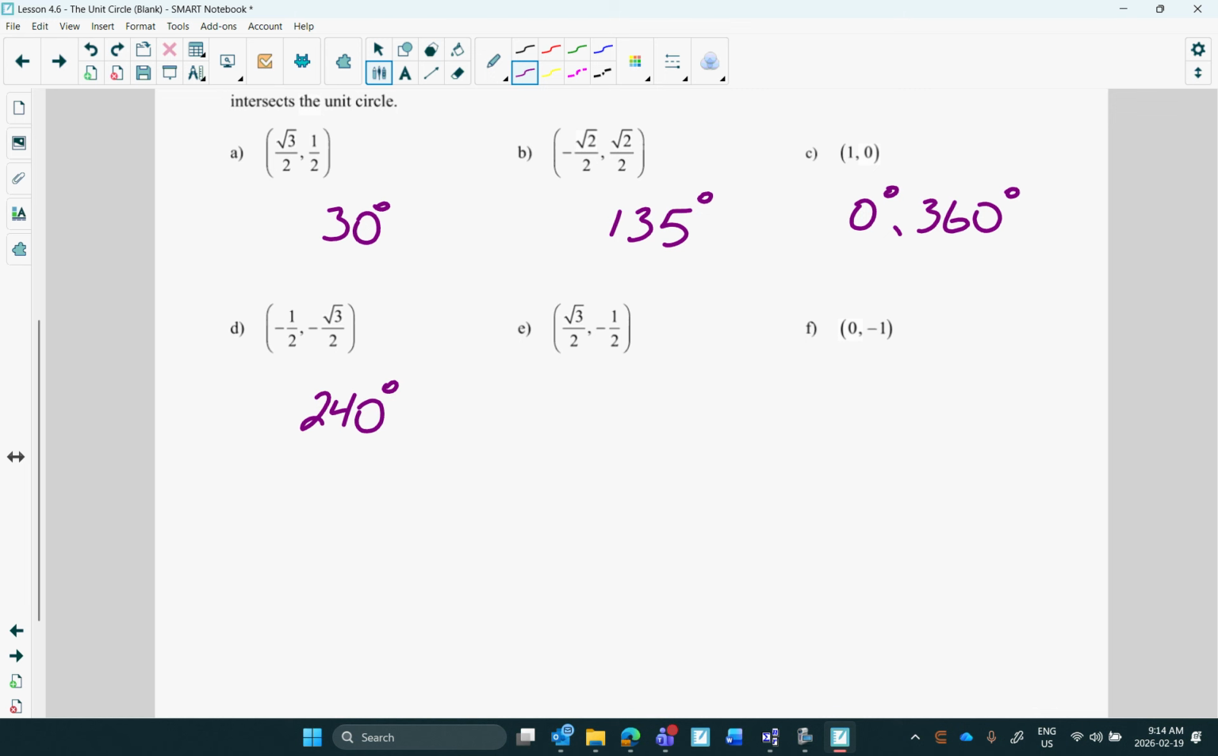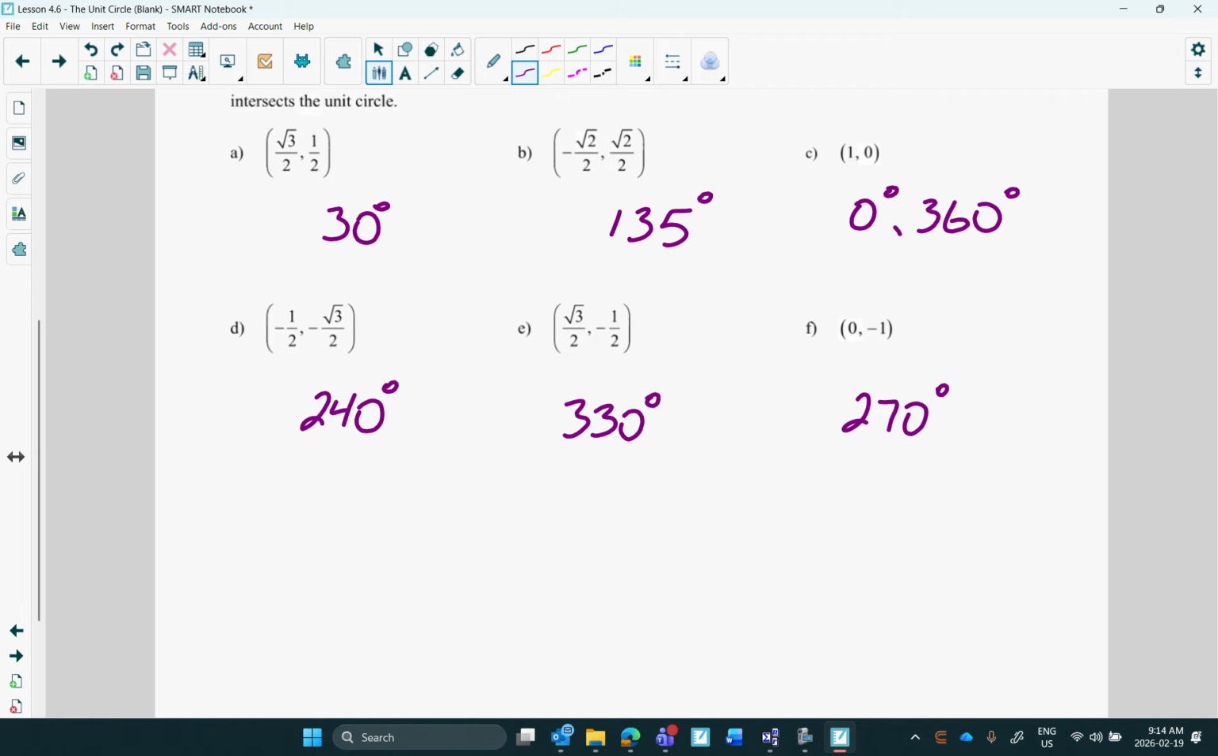This one's quadrant 4. And it's the long and the short, which means 30-degree family. 330. This one, straight down. Okay.